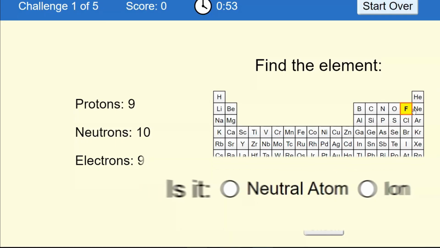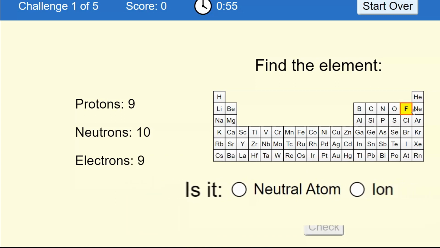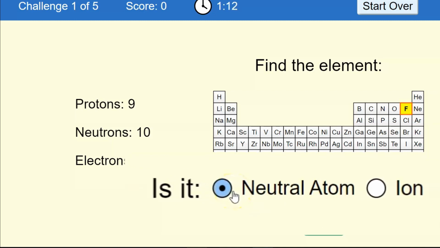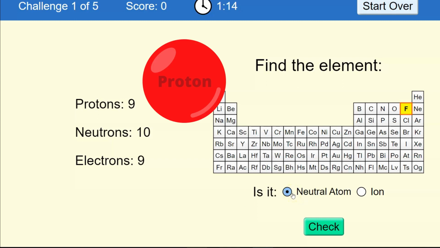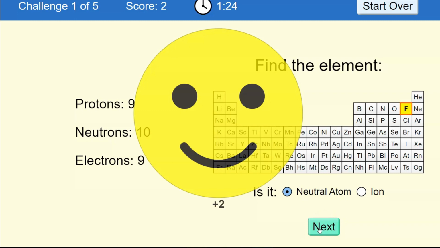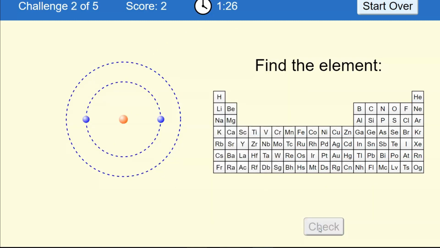The next piece of information we need to answer is, is it a neutral atom or is it an ion? So let's take a look. Is it neutral or is it an ion? It is a neutral atom. The reason why it's neutral is because the number of protons is equal to the number of electrons. Therefore, it's neutral. All right, smiley face. Okay, let's do another example.